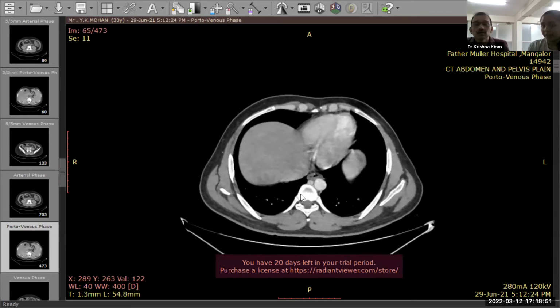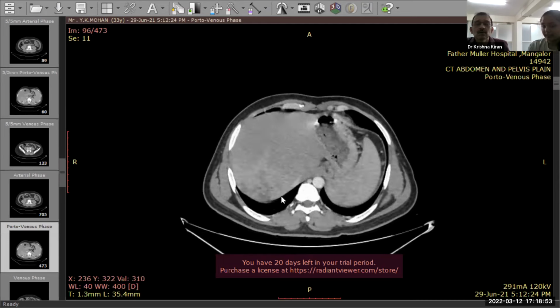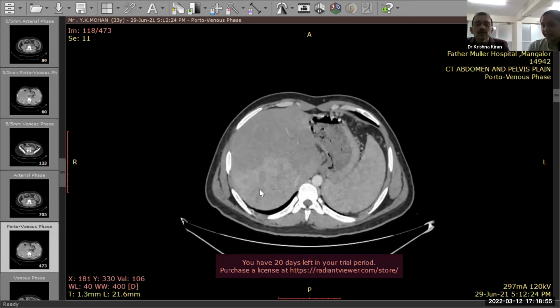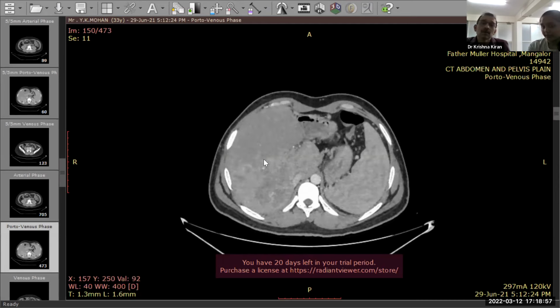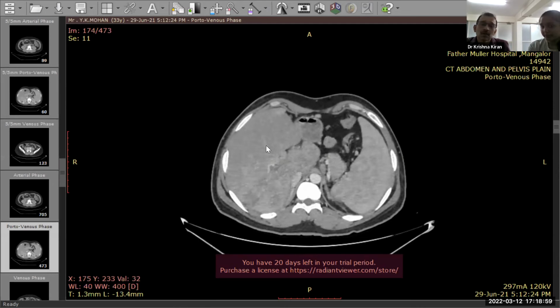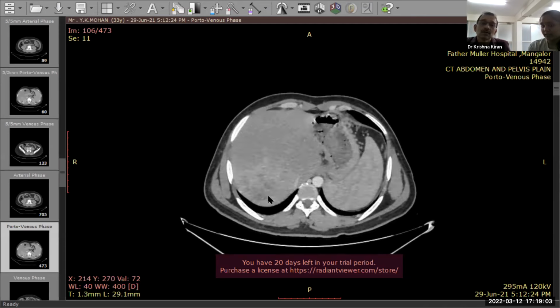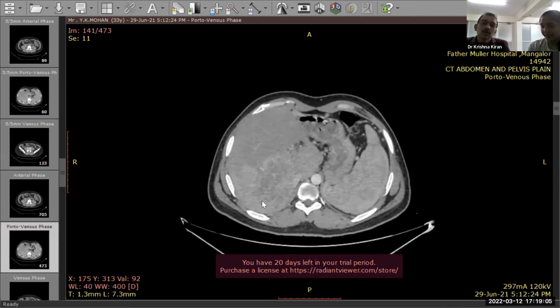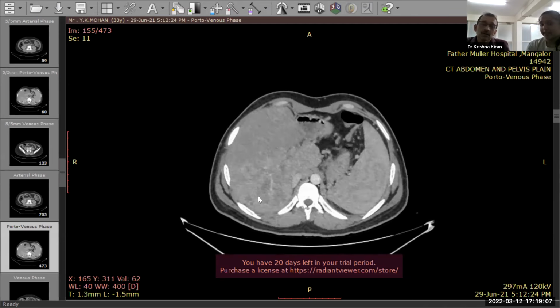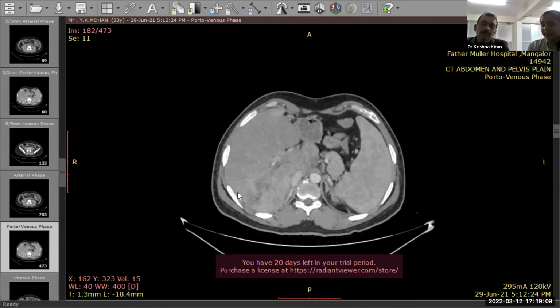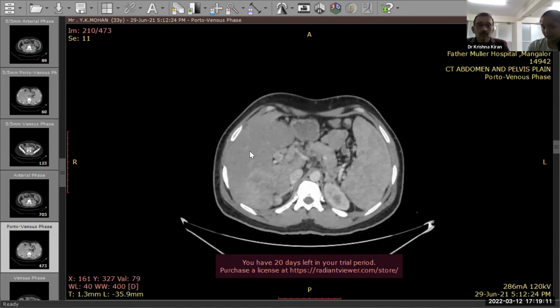As we are scrolling, we can see that there are a few hypoenhancing areas in both lobes of the liver. And these areas appear very ill-defined or geographical, and they are predominantly present in the periphery of the liver.